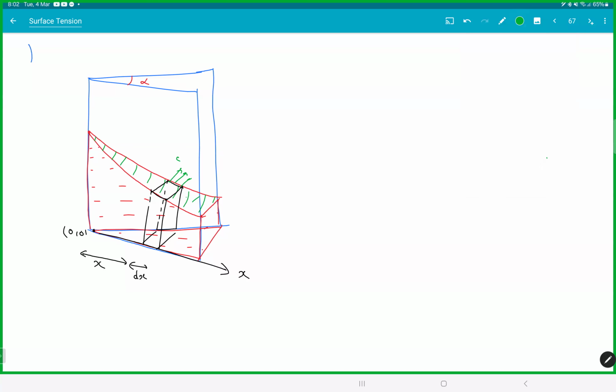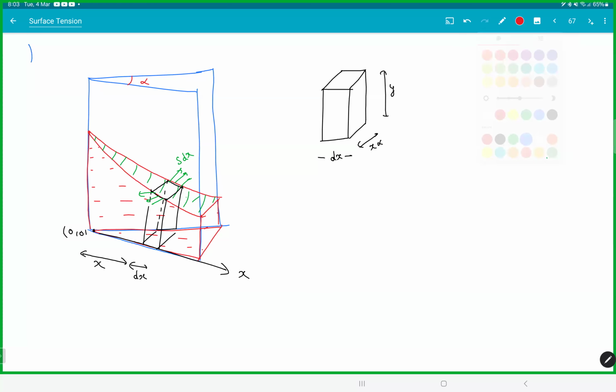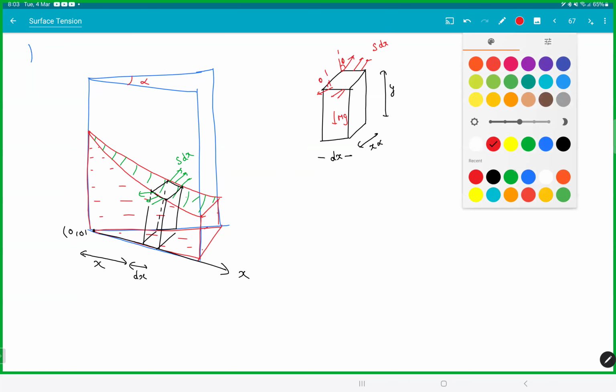Now, what are the forces acting on this? This is the surface tension force, S into dx. So if I just draw the piece again, this is how it looks. This is dx. This is x into alpha. This is the y coordinate, that is the height there. And what are the forces? The surface tension force is acting like this. This is S into dx. Remember, this is the contact angle. And your weight mg. End of the story is still the same.